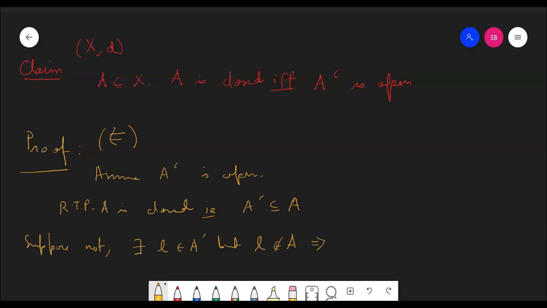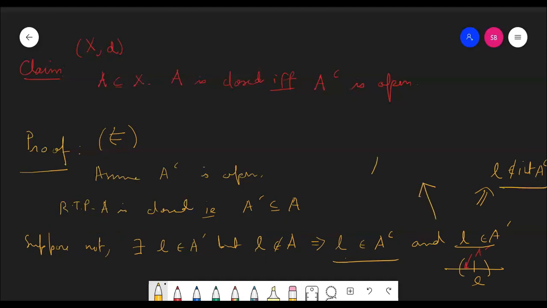So if L is not in A, then we can say L is in A complement. Now L is in A complement and L is a limit point of A. That is, for all neighborhoods around L, there is some point of A inside it. Thus, L is not an interior point of A complement. Now L is in A complement, but L is not an interior point of A complement. From there we can say A complement is not open. But that is a contradiction because by our assumption A complement is open.